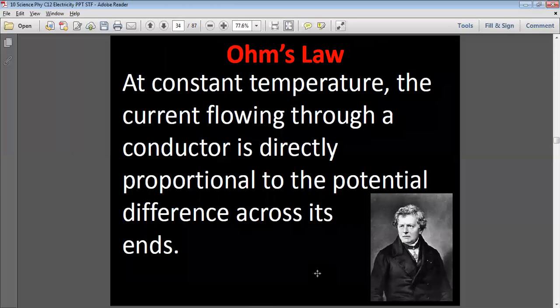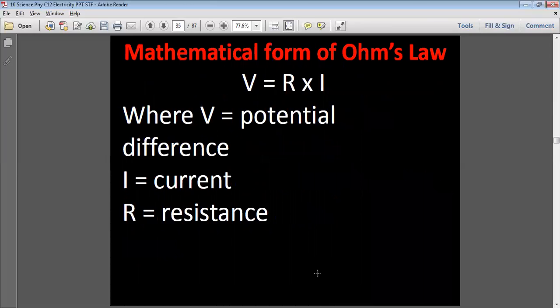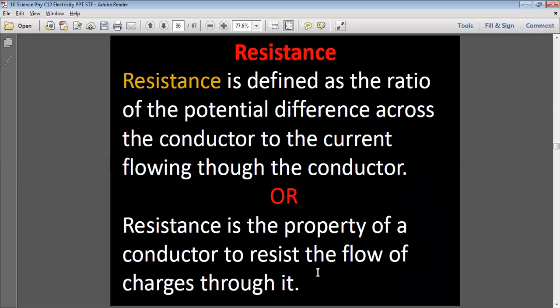What do you mean by Ohm's law? At constant temperature, the current flowing through a conductor is directly proportional to the potential difference across its ends. The temperature is constant in Ohm's law, and the current flowing through a conductor is directly proportional to the potential difference. I is directly proportional to V. The mathematical formula for Ohm's law: V equal to R into I. V is the potential difference, I is the current, R is the resistance.